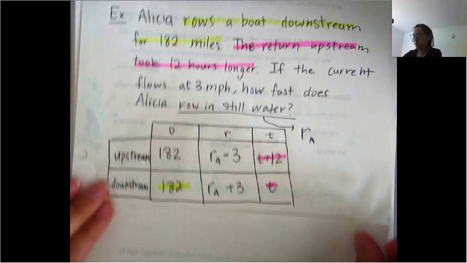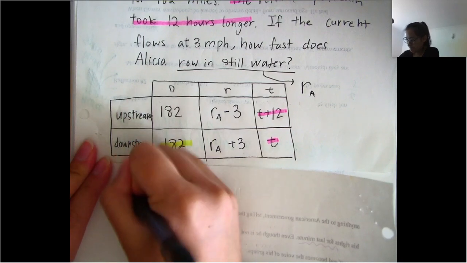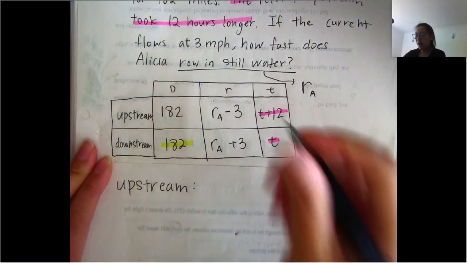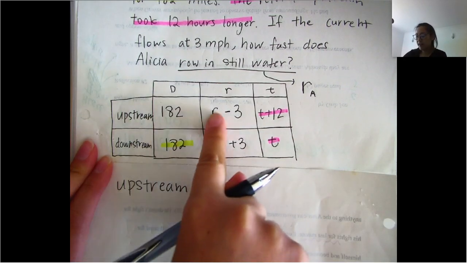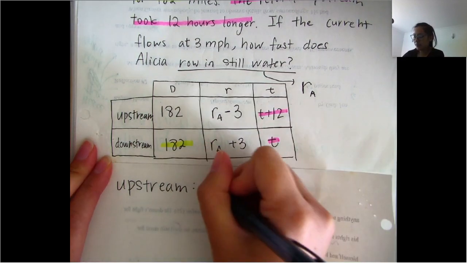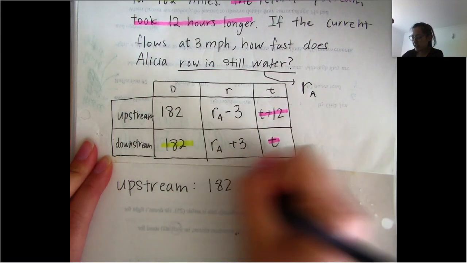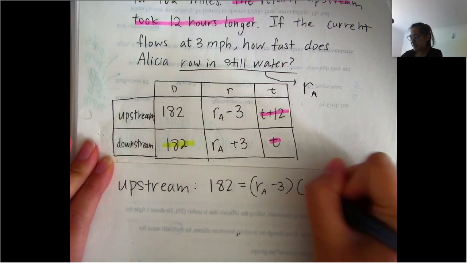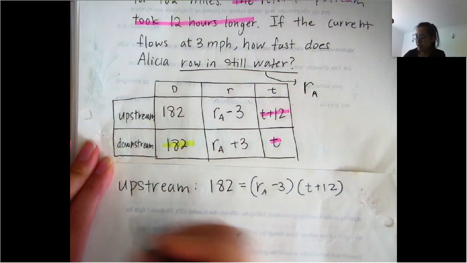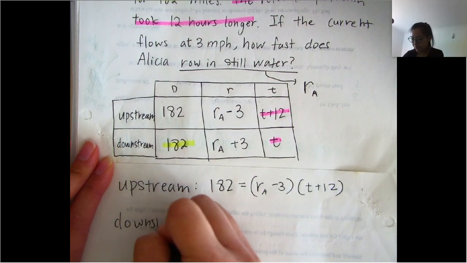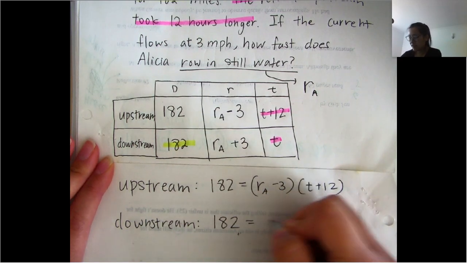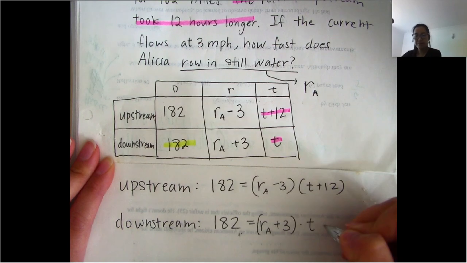And so for the upstream equation, you have distance equals rate times time. So that's 182 equals R sub A minus 3 times T plus 12. And then downstream, we have distance 182 equals R sub A plus 3 times time.